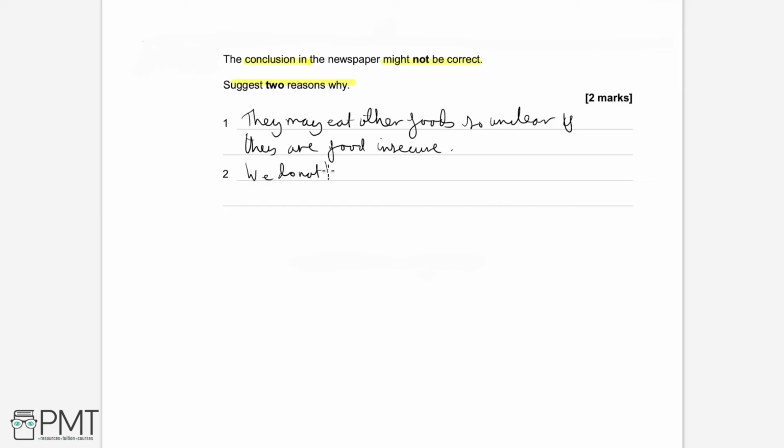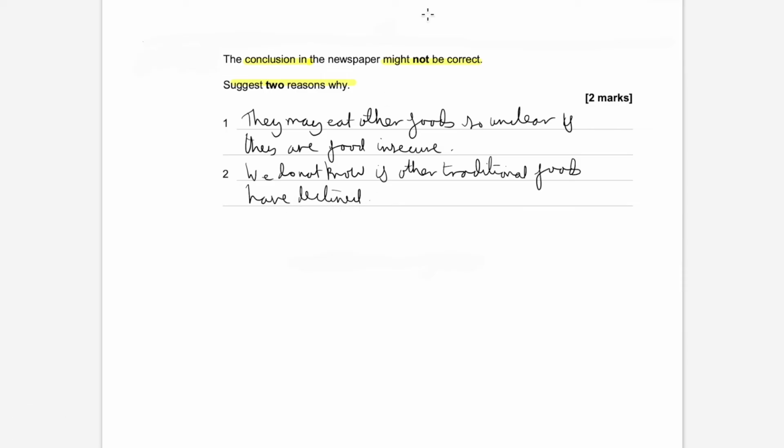Also, we are only given information about seals, and we do not know if other traditional foods have declined. Therefore, there's not enough information to make a conclusion based off just one type of food. This is our second point.